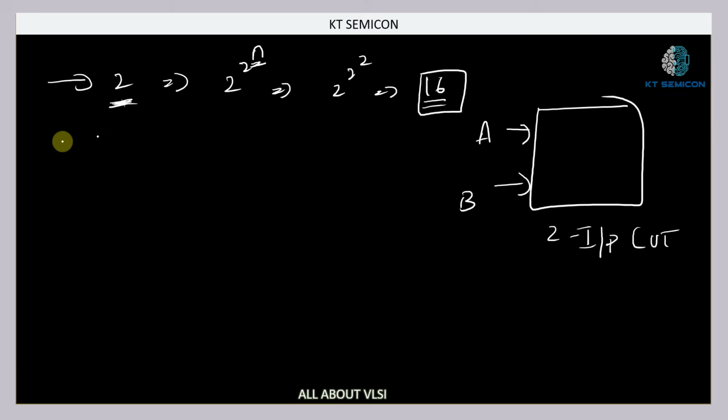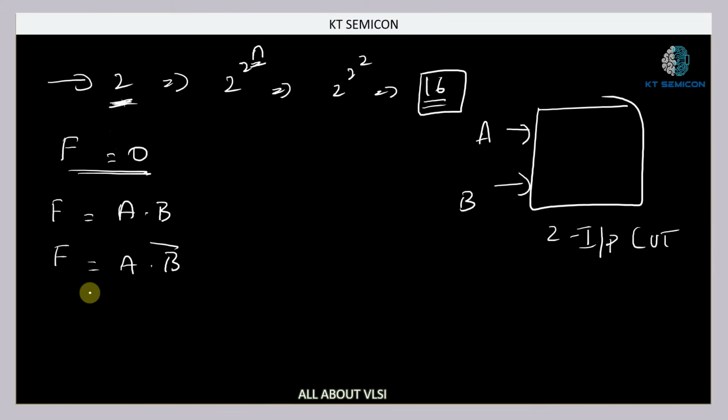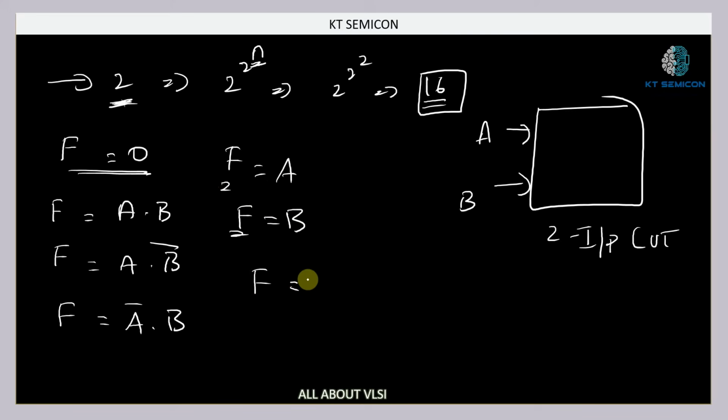I can simply get 0, or else I can get f is equal to a dot b, or f is equal to a dot b bar, or f is equal to a bar dot b, or simply f is equal to a, f is equal to b. F is nothing but my output, right? Or else I can get a XOR b, that is nothing but a bar b plus a b bar. This is also a function.